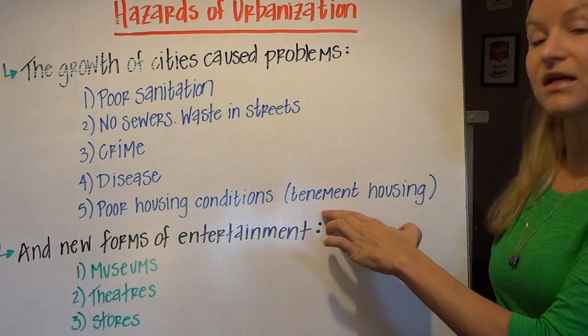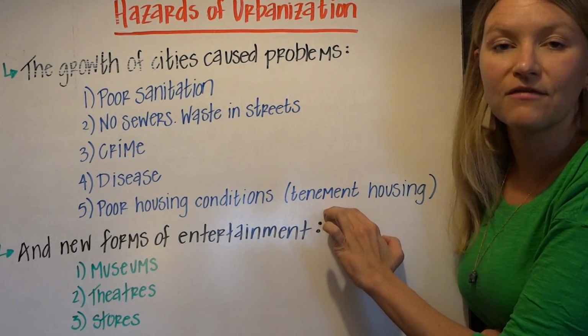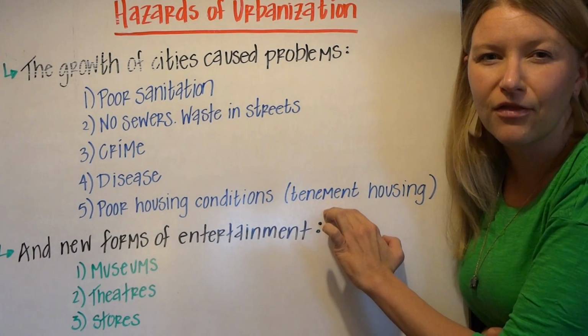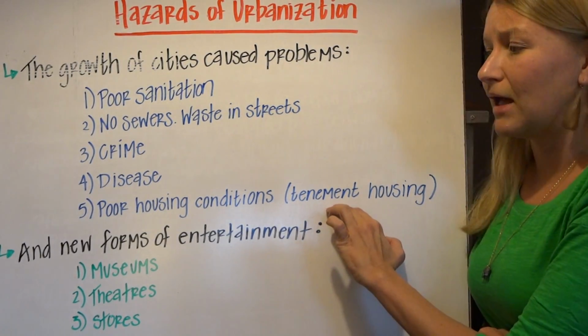And then poor housing conditions, mainly the tenement houses. You had multiple families living in a one-bedroom apartment all together with their kids and their grandparents and everything else. So it's going to be a difficult lifestyle.